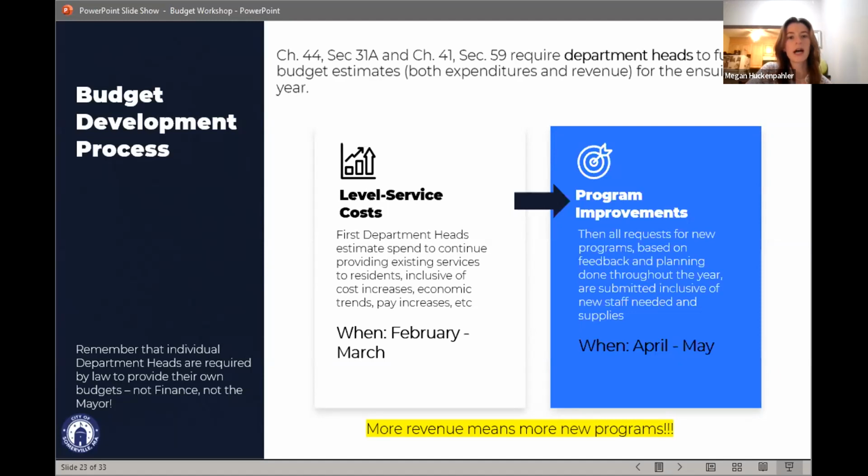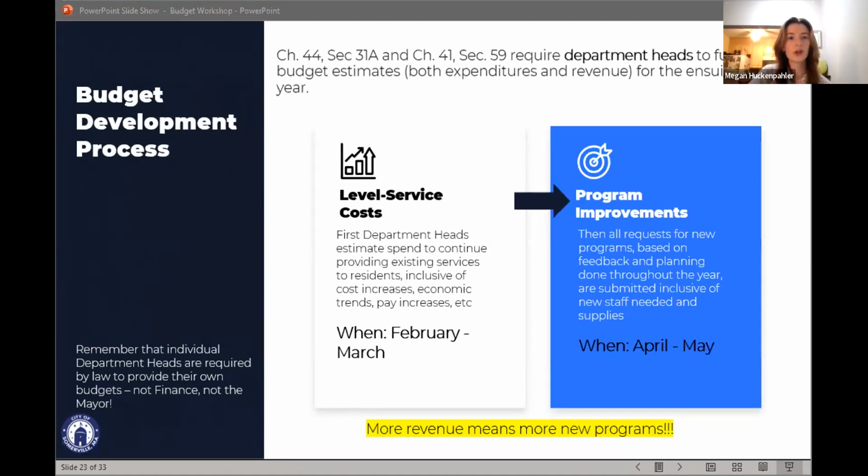As a reminder, one of the laws of Massachusetts that we have to abide by is requiring department heads to provide and work on their budget estimates. It is not a process that is top down. It does not come from the mayor or the finance team, but is worked on by each individual department and then compiled and collaborated in conjunction with each other.